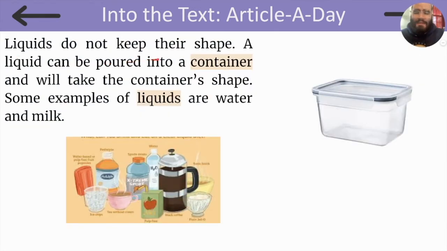Liquids do not keep their shape. A liquid can be poured into a container and will take the container's shape. So if I take water and pour it into this container, it's going to be the shape of the container because liquids do not have their own shape and water is a liquid. Some examples of liquids are water and milk. Here below are other examples of liquids. Which of them can you name? I see coffee, water, a sports drink, and tea.